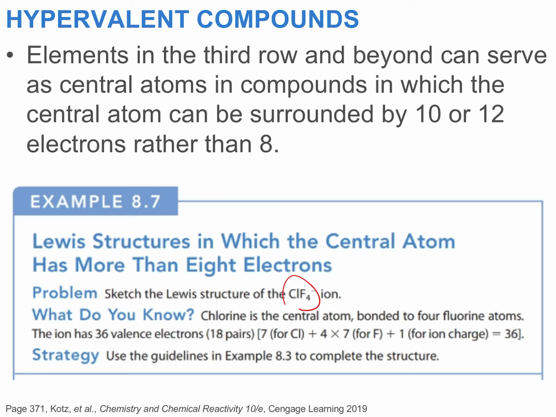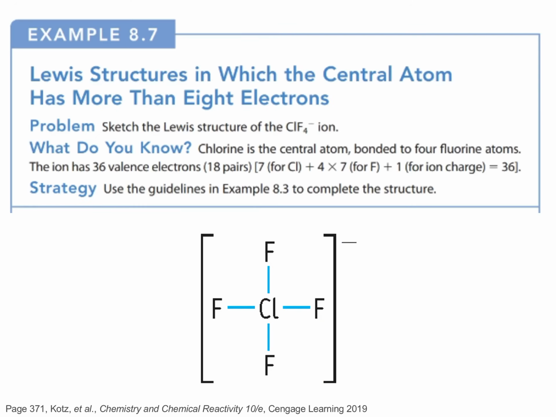Our book authors ask us to draw the structure of ClF4 minus ion. So the first thing we should do is figure out how many valence electrons that it has. So the chlorine has 7, and there are 4 fluorines, and they each have 7, and we have to add the 1 because it's ClF4 minus, and we get a total of 36.